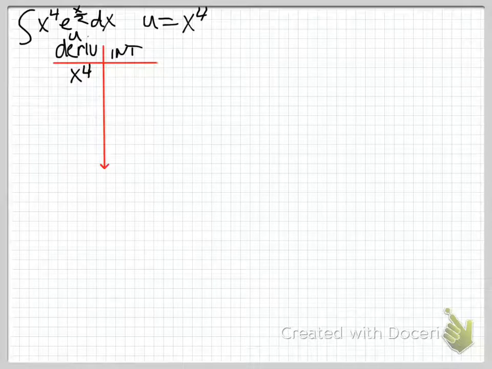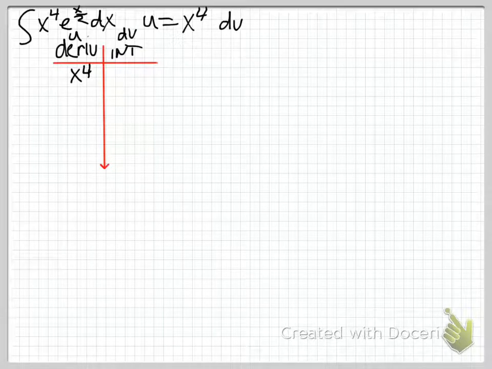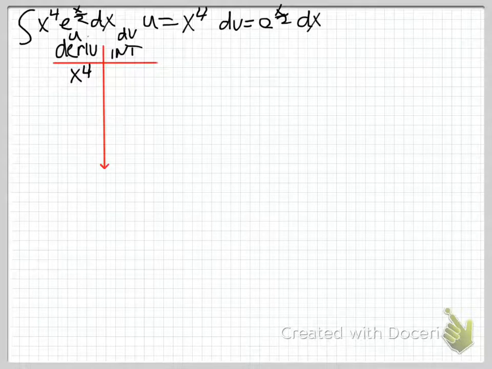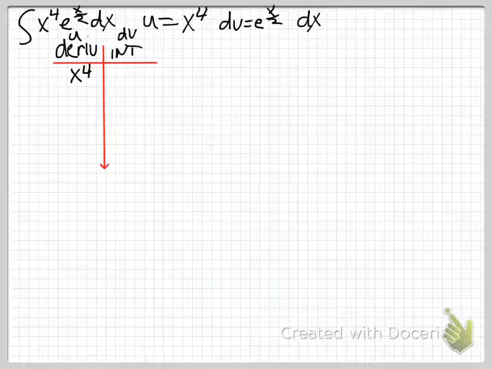So if u is equal to x to the fourth, that means that our dv is going to be what's left in the problem, which is e to the x over 2 power dx. Basically we're going to keep these lined up, and over here we're going to have e to the x over 2, and we're going to take the integral of this.